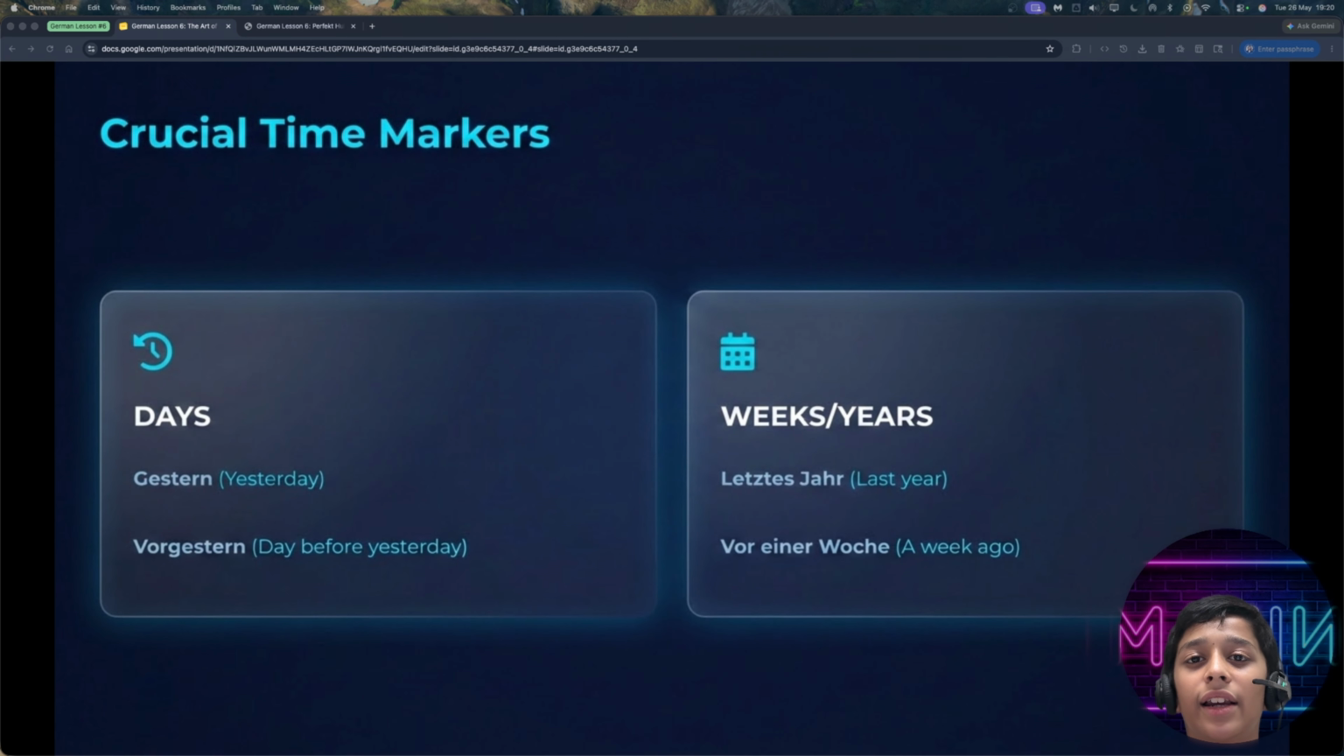Good storytelling needs a timeline. So here's the vocabulary that sets the scene. Gestern means yesterday. Vorgestern means the day before yesterday, and letztes Jahr means last year. Vor einer Woche means a week ago. Drop one of these right after your helper word, and instantly your listener knows exactly when this happened. These small words do a lot of work.